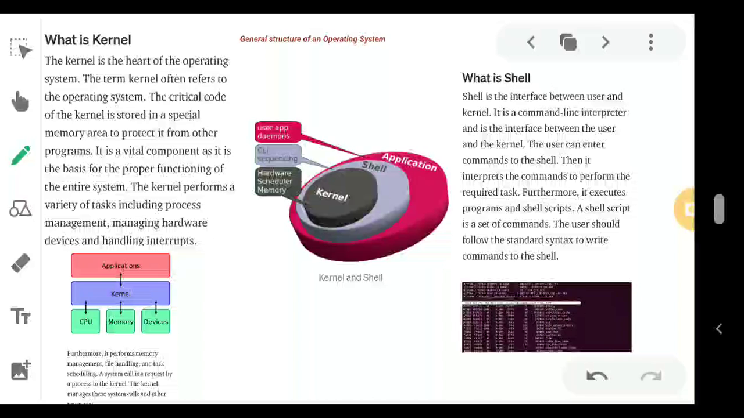Today we will discuss the general structures of an operating system. The modern operating system has a layered structure. There are different types of structures available, but we will consider only the layered structure of the operating system. The bottommost layer forms the hardware interface part of the computer, and the outermost layer forms the user interface.